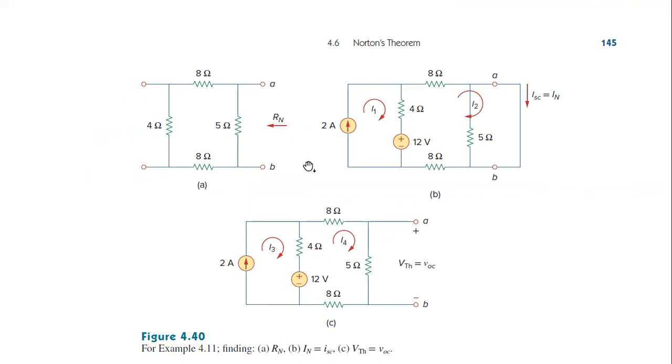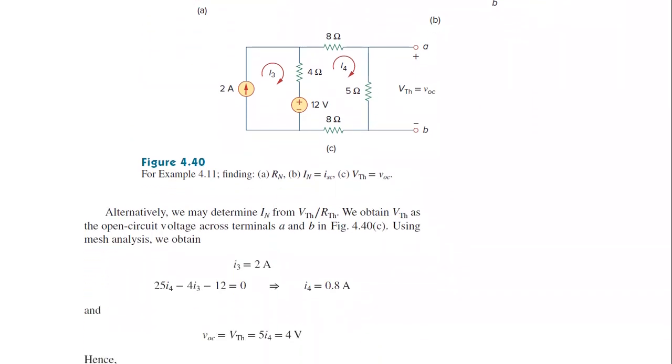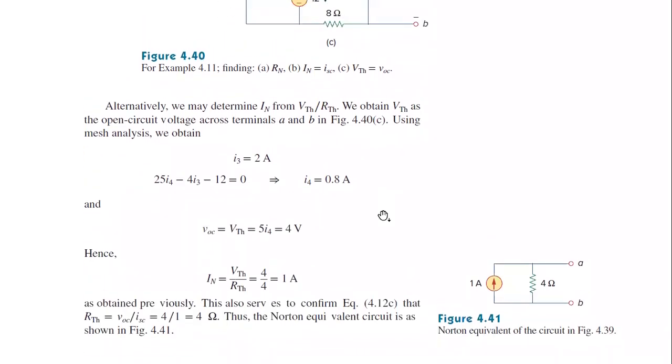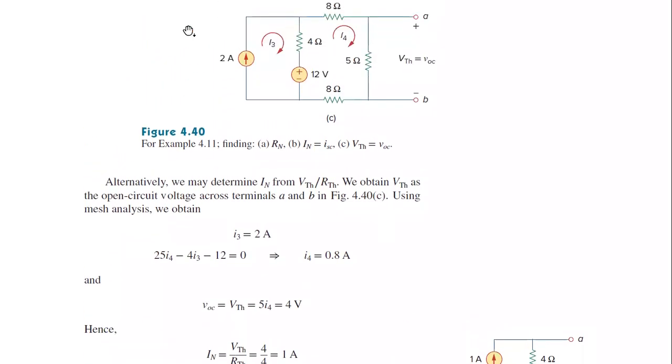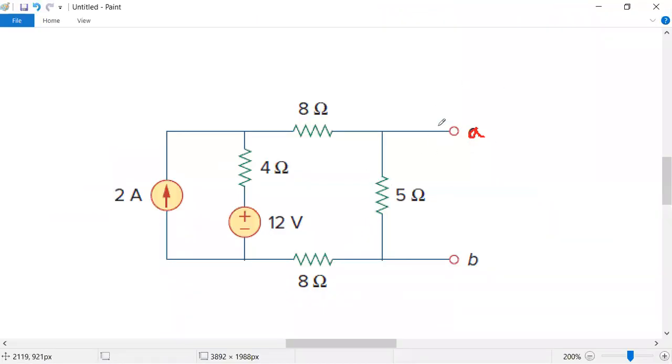So this is finding of Rn. Now for the finding of IN, you can make the short circuit of these A and B terminals. After making the short circuit, there are two different currents flowing through this. You can find them by using different methods. Let me find one by one. Before finding IN, you need to make a short circuit between these two terminals. So you need to find the IN across these A and B terminals, right?